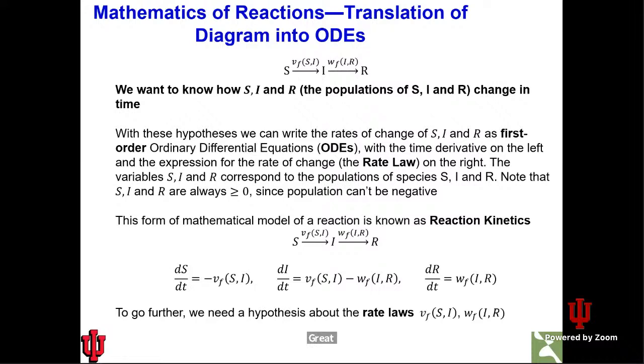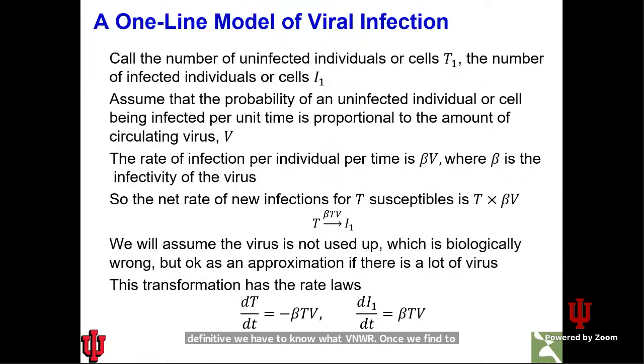Okay, now if we actually want to say something definitive, we have to know what V and W are. Once we define those functions, we've defined the problem. And the very simplest expression we can have, and this would be true for population or for cells in a dish, is let's call that initial state, I called it S before, we'll call it T now. And we'll say that we have cells T1, there's a population of uninfected individuals, and the number of infected individuals is I1. And now let's suppose that the rate of infection for time is the amount of virus in the population, V, times some infectivity of the virus, beta.